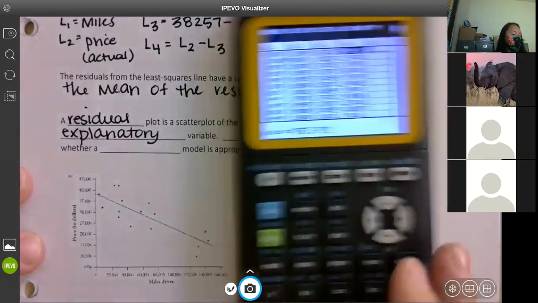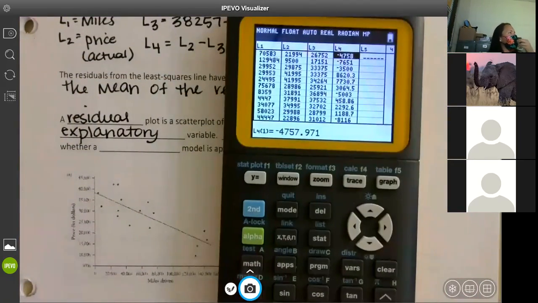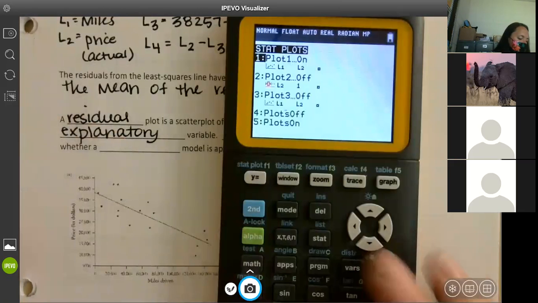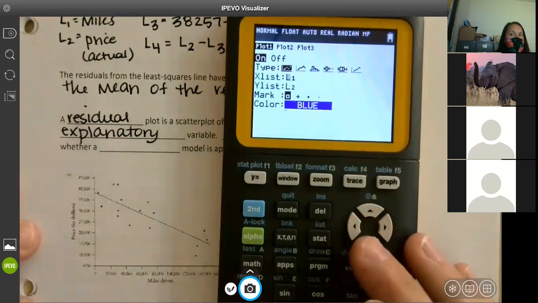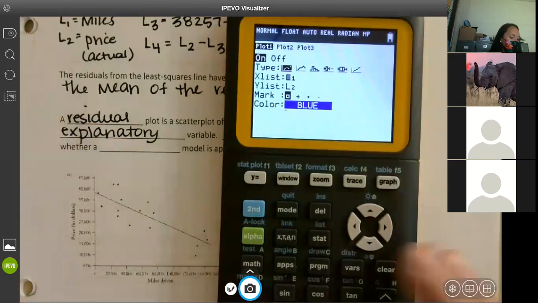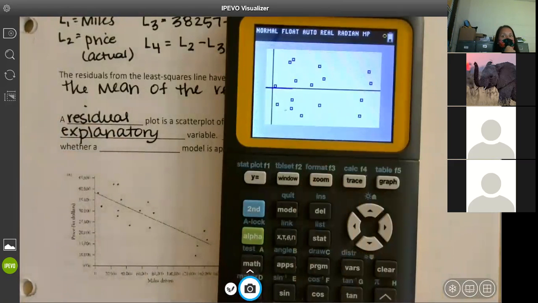Which one are our residuals? Where do we find our residuals in here? L4. So when we go up to stat plot and turn this plot on, L1 is our X, our explanatory. L4 is our residuals. Is everybody good? So I'm teaching you how to make a residual plot right now. When I graph that, you guys see this? Is there a pattern? No, it's just scatter, right? That is exactly what you want.